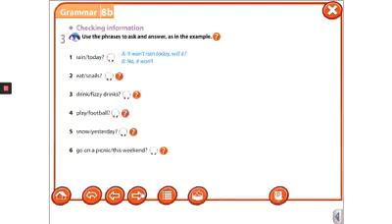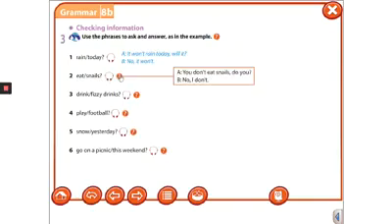Next, you are going to check information. Use the phrases to ask and answer as in the example. For example, the phrase rain today, you're going to make questions and answer them. For example, it won't rain today, will it? No, it won't. Eat snails. You don't eat snails, do you? No, I don't. So go on with other phrases to make questions and answers.